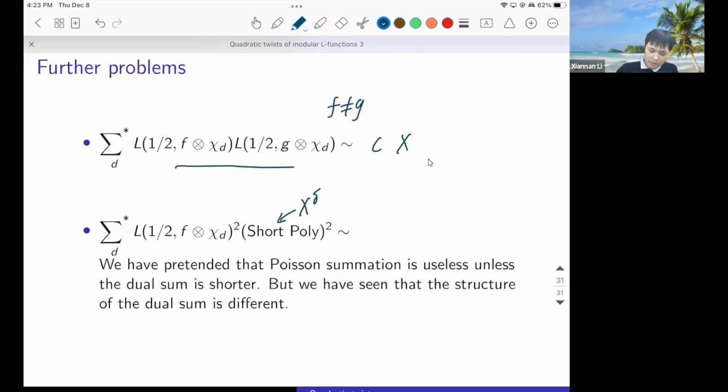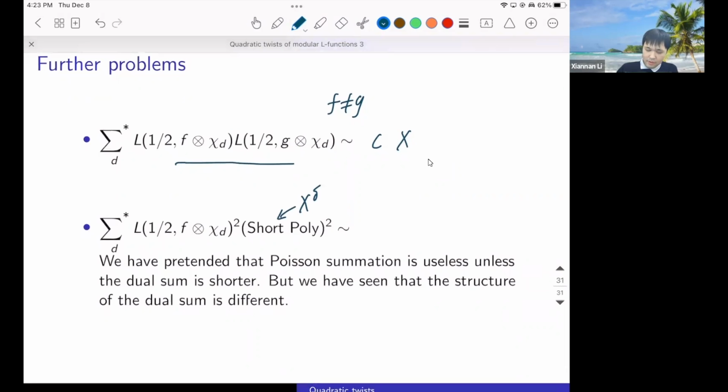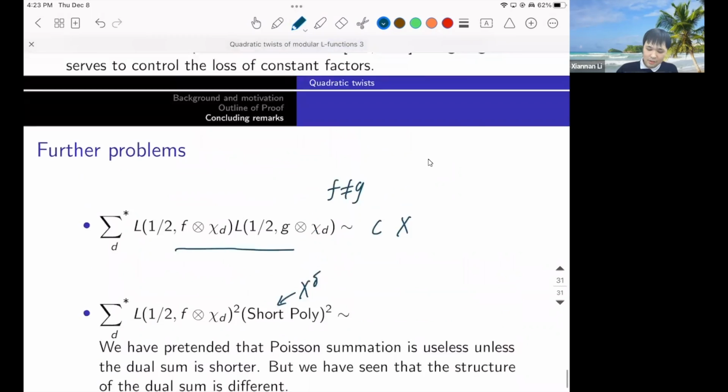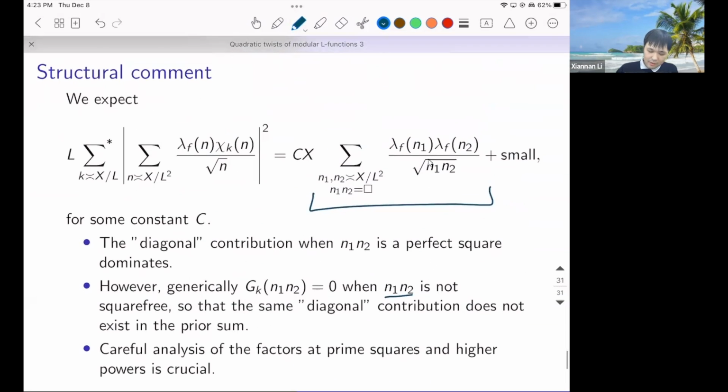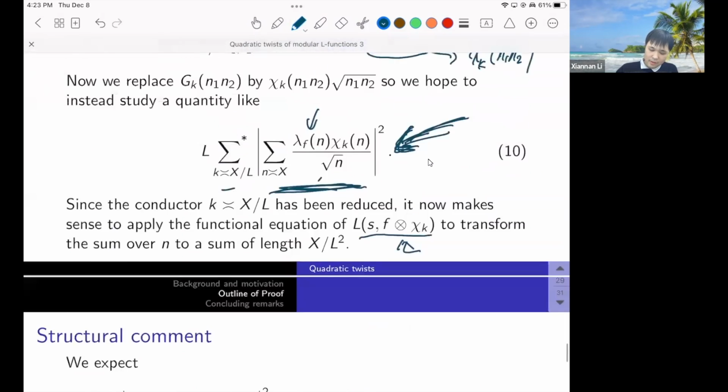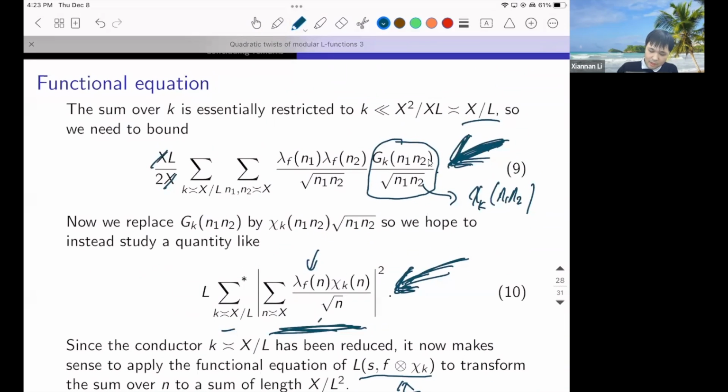In this context, I want to mention as well that I pretended basically the whole way through that Poisson summation is useless unless the dual sum is shorter. This is not necessarily the case, in the sense that one cannot rigorously prove that this is the case. In particular, we've seen from the structural comment that the structure of this type of off-diagonal term is actually different from here. So it's possible that it's still useful to apply Poisson summation as long as you have some good way of understanding this thing.